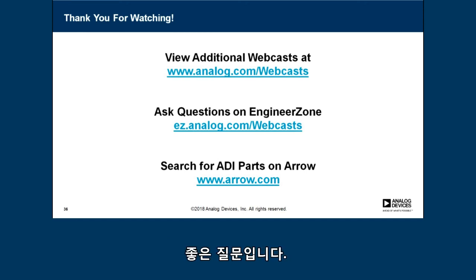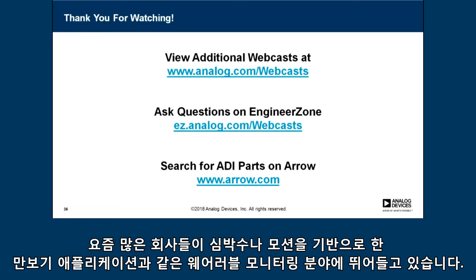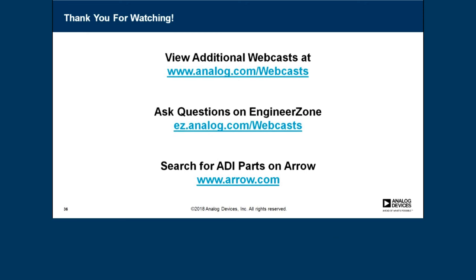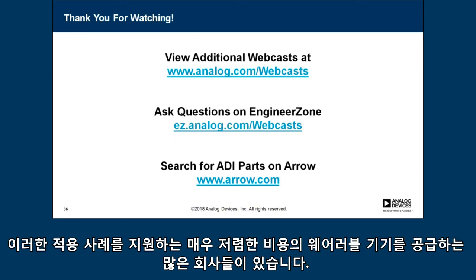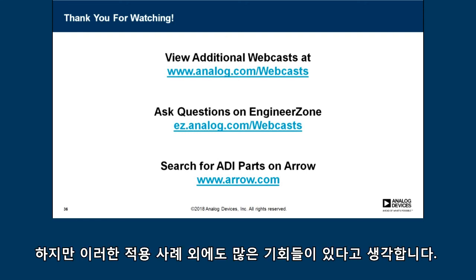Oh, that's another good one. Indeed, there are a lot of companies these days that jumped on this train by seeing that bubble on wearable monitoring. And for heart rate and motion, so pedometer applications, I think that market has already been fulfilled. There are a lot of suppliers that make very low-cost wearables to support those use cases. But next to these use cases, there are still, I think, a lot of opportunities.